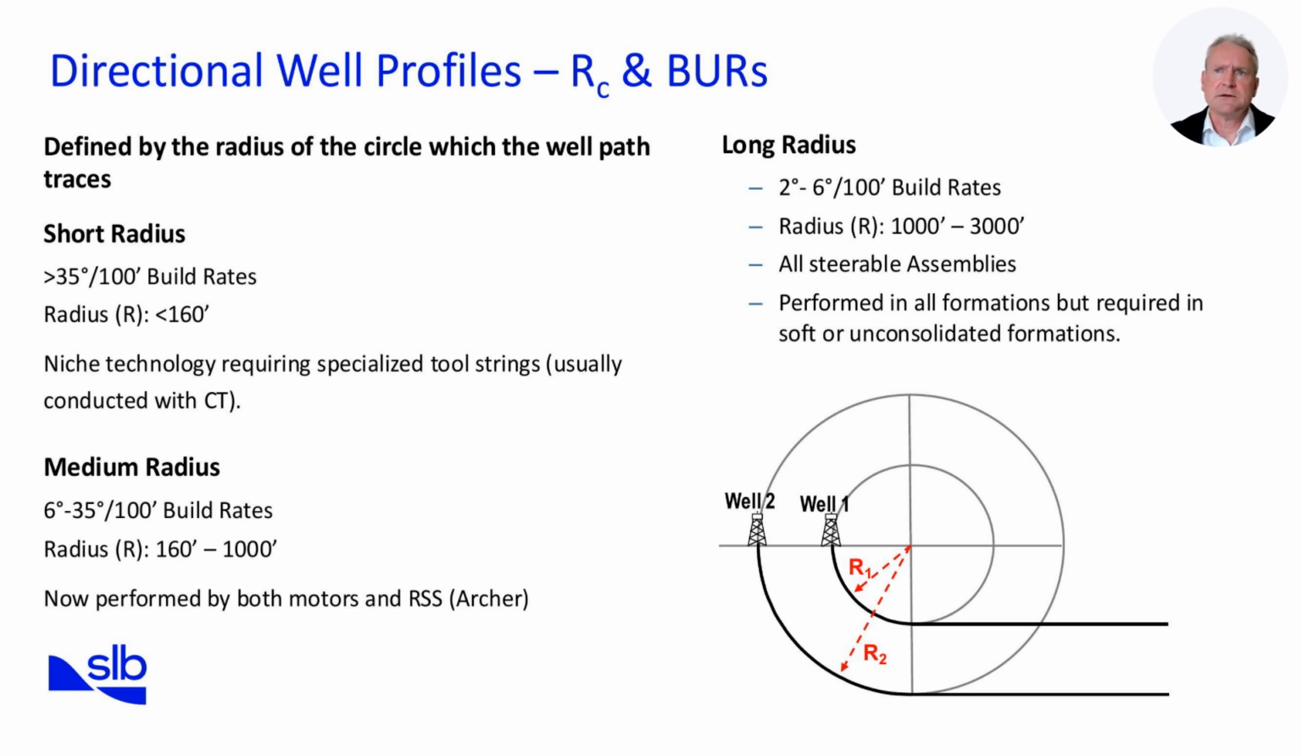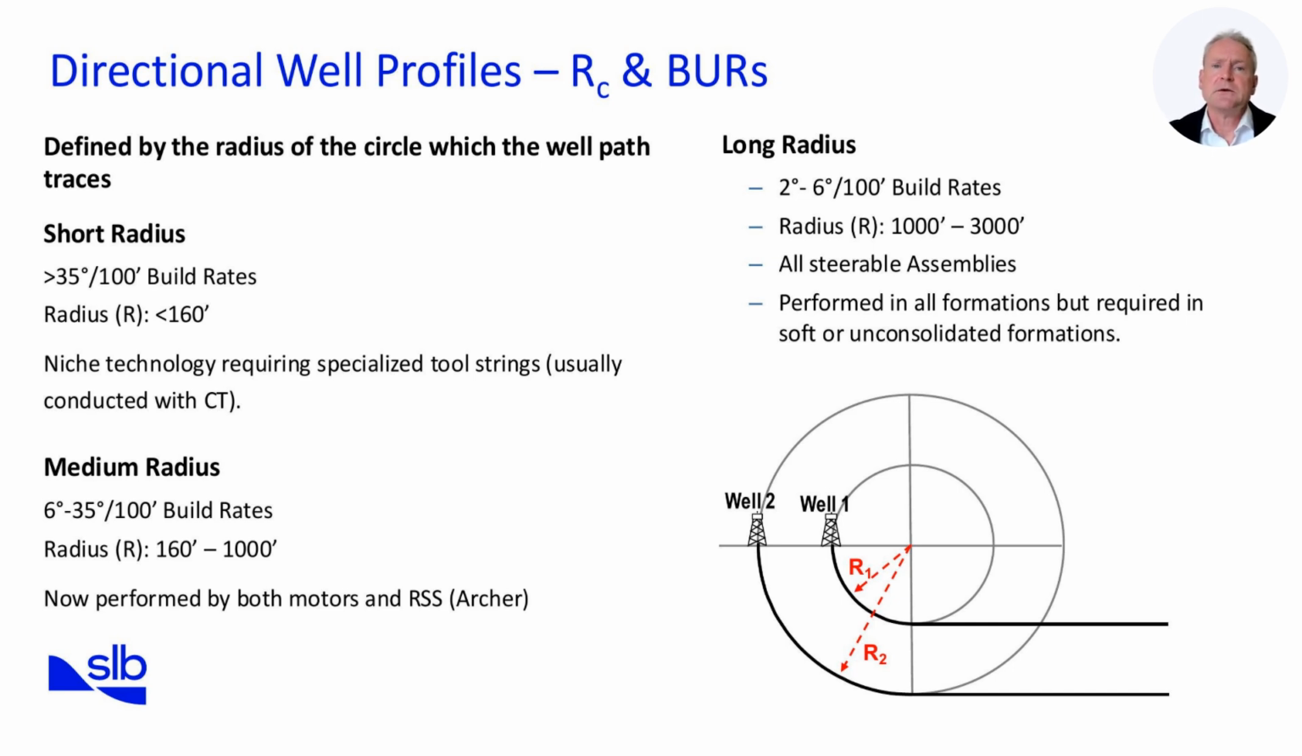3. Long radius wells. These are characterized by build-up rates between 2 and 6 degrees per 100 feet and radius of curvature between 1000 and 3000 feet. These profiles are normally the most common. The benefit is reduced torque and drag because lower doglegs result in a lower normal force of the BHA pushing against the side of the hole. A lower BUR reduces mechanical stresses on the drill string and casing.